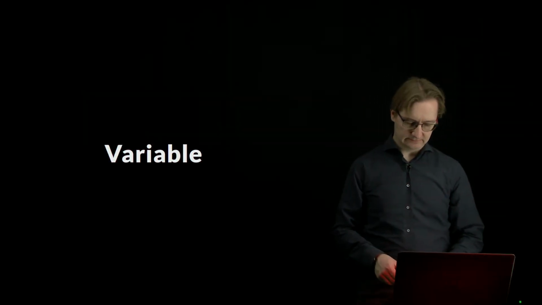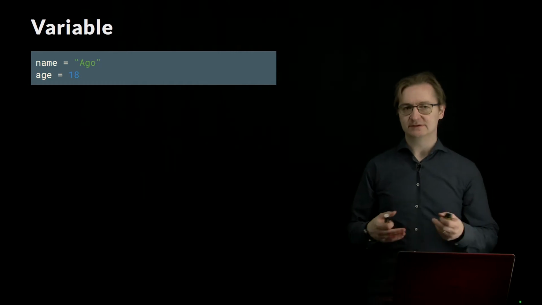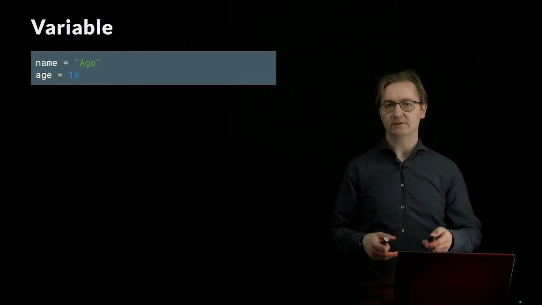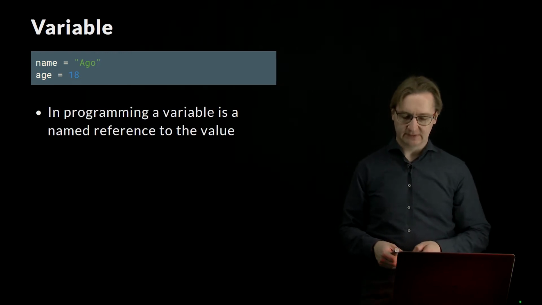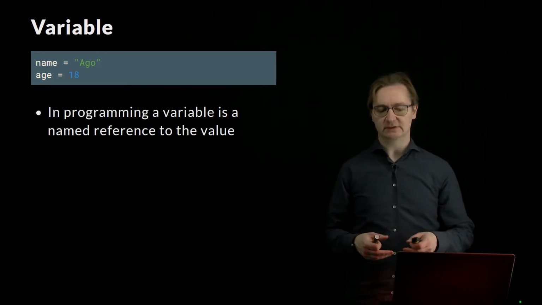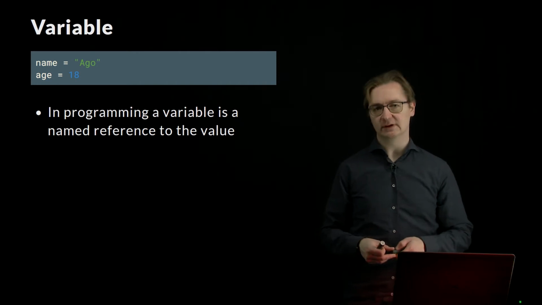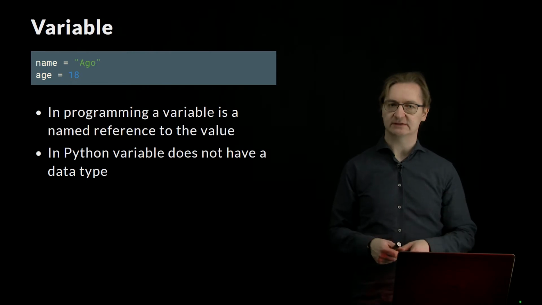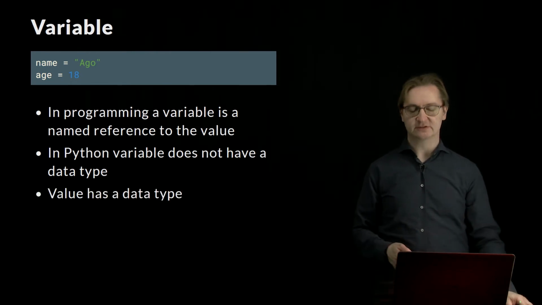And let's talk about variables. Here is an example where we have two variables, name and age, and they both get a value. In programming, a variable is a named reference to a value. And in Python, variables themselves don't have data types, but the values do.